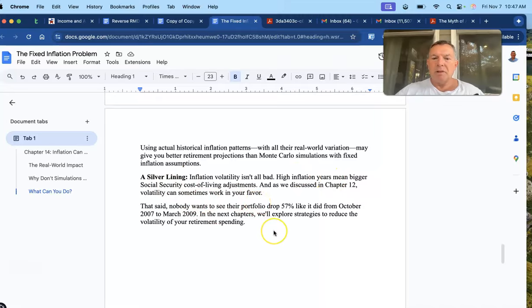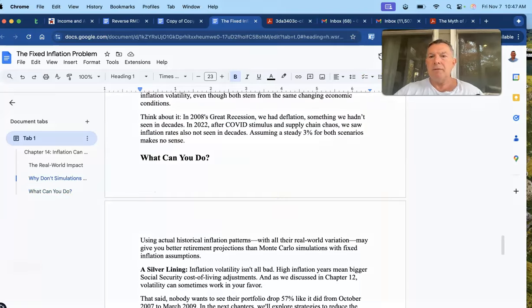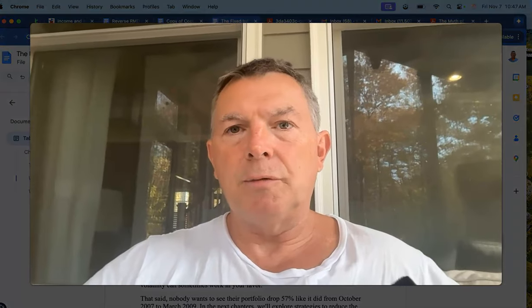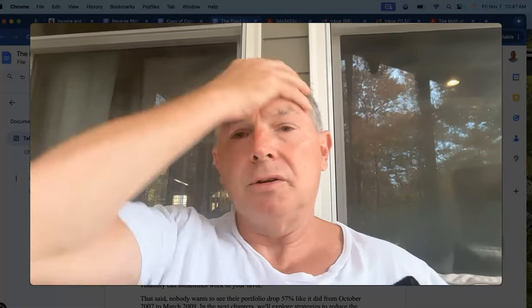That said, no one wants to see their portfolio drop by 57% like we did from October 2007 to March 9th of 2009. No one wants to see that, even if we have deflation or lower inflation. The issue is if you don't have a good assessment for inflation, you could be SOL. And the way you do this is a year by year thing. That's all there is to it.